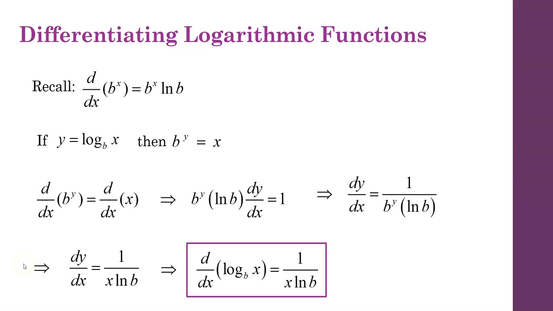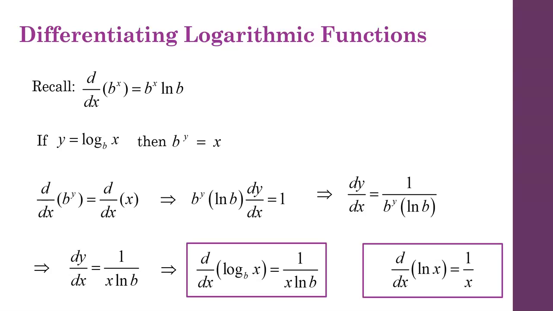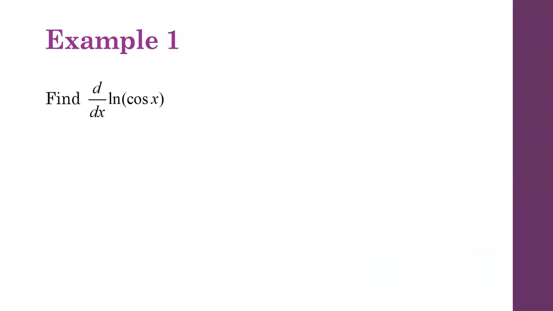We can also extend this rule by changing our log base b to a natural log. And if I convert that, what we are going to get is that the derivative of a natural log is just 1 over x, because the base is e, and natural log of e would just be 1, so we're only left with 1 over x as the derivative of natural log of x.